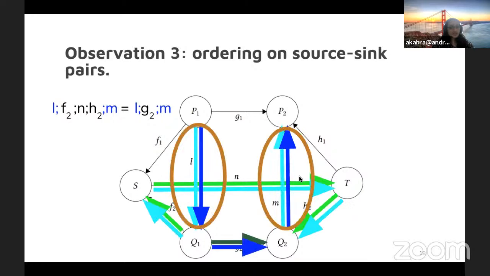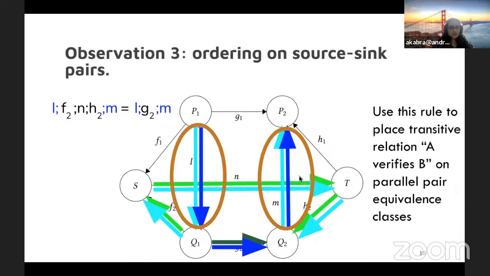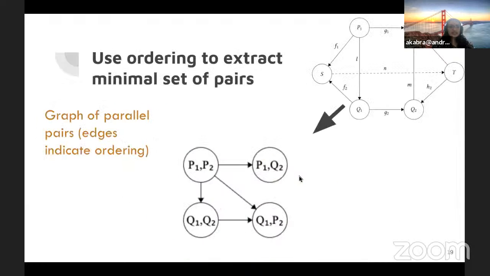The general rule is Q1 to Q2 verifies P1 to P2 if and only if there is a path from P1 to Q1 and a path from Q2 to P2. We can use this rule to place the transitive relation for verification on the parallel pair equivalence class, where the relation A verifies B is placed when verifying A implies that B must also commute. Then, with this ordering in place, we need to choose the smallest set of source sink pairs such that their verification implies the verification of the entire graph.